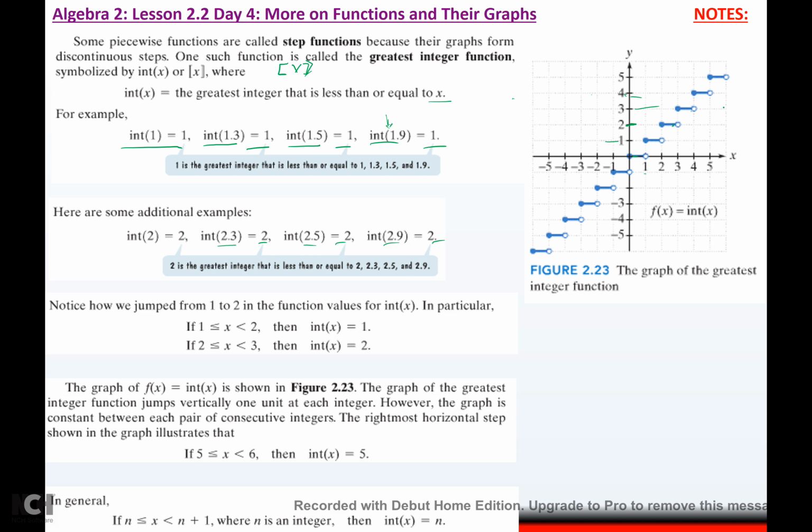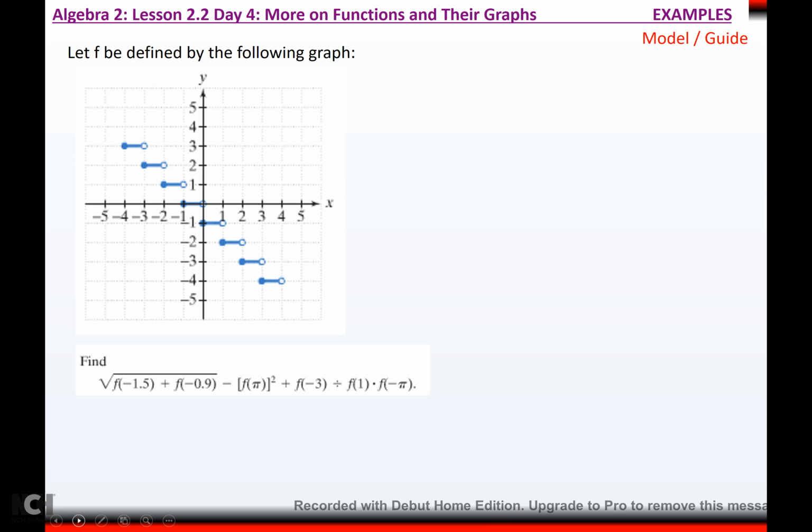All right. So it says, let f be defined by the following graph. Find, oh, this looks like a mess, but it's really not. These are all going to come out to be whole numbers. So I've got the square root, f of negative 1.5. If I go to negative 1.5 and go up to the graph, the y value is 1. So f of negative 1.5 is 1. Plus f of negative 0.9. Negative 0.9 is right here, right? And if I read the graph, that is 0. So plus 0. Big square root.